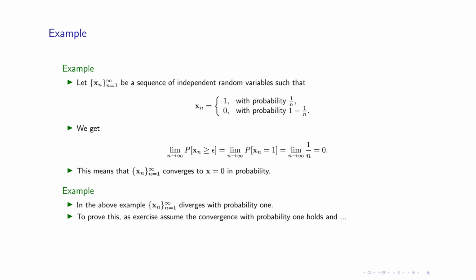So I leave this one as an exercise for you. It's not very hard. Just take the definition of convergence with probability 1 and then prove that the probability that x of n converges with probability 1 is non-zero.